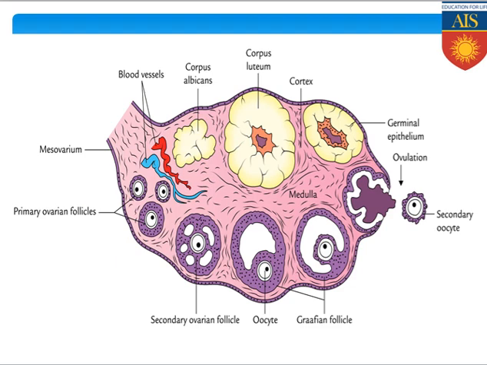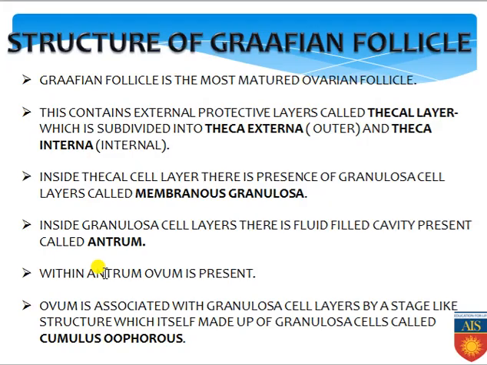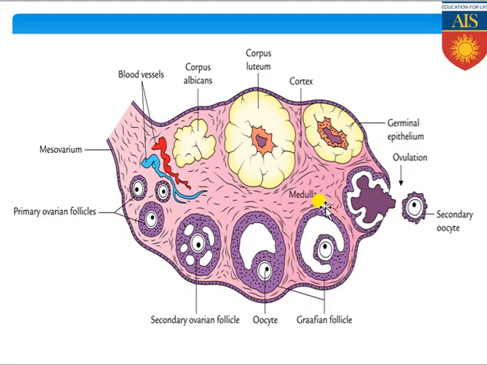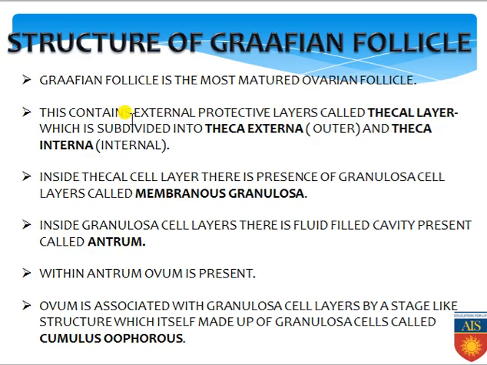Now we are going to the next slide, and in the next slide we will be discussing specifically the structure of the Graafian follicle. So let's see. Graafian follicle, that is the mature ovarian follicle, whatever you have seen here. About that, when we start discussing, first of all we need to know that Graafian follicle is the most mature ovarian follicle. We already have discussed that.